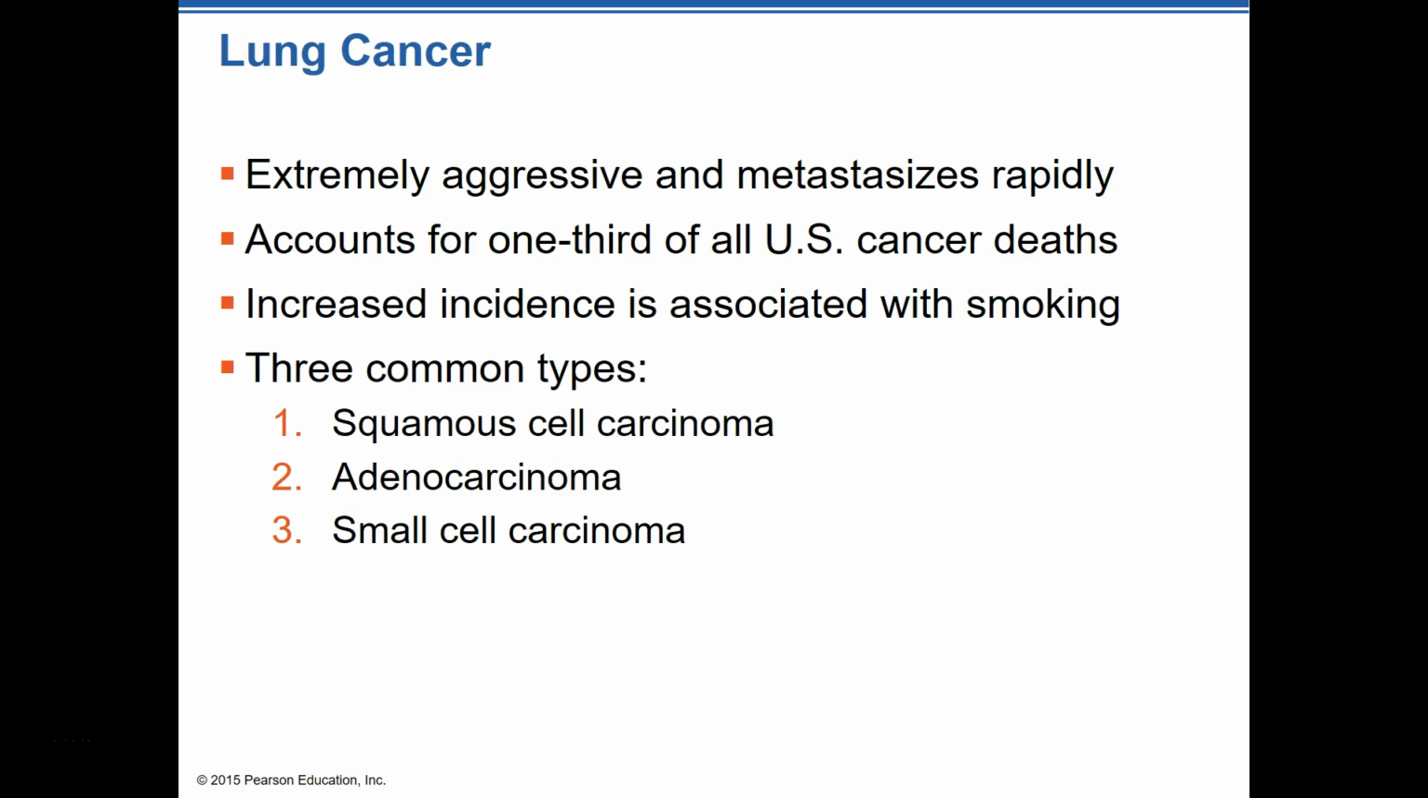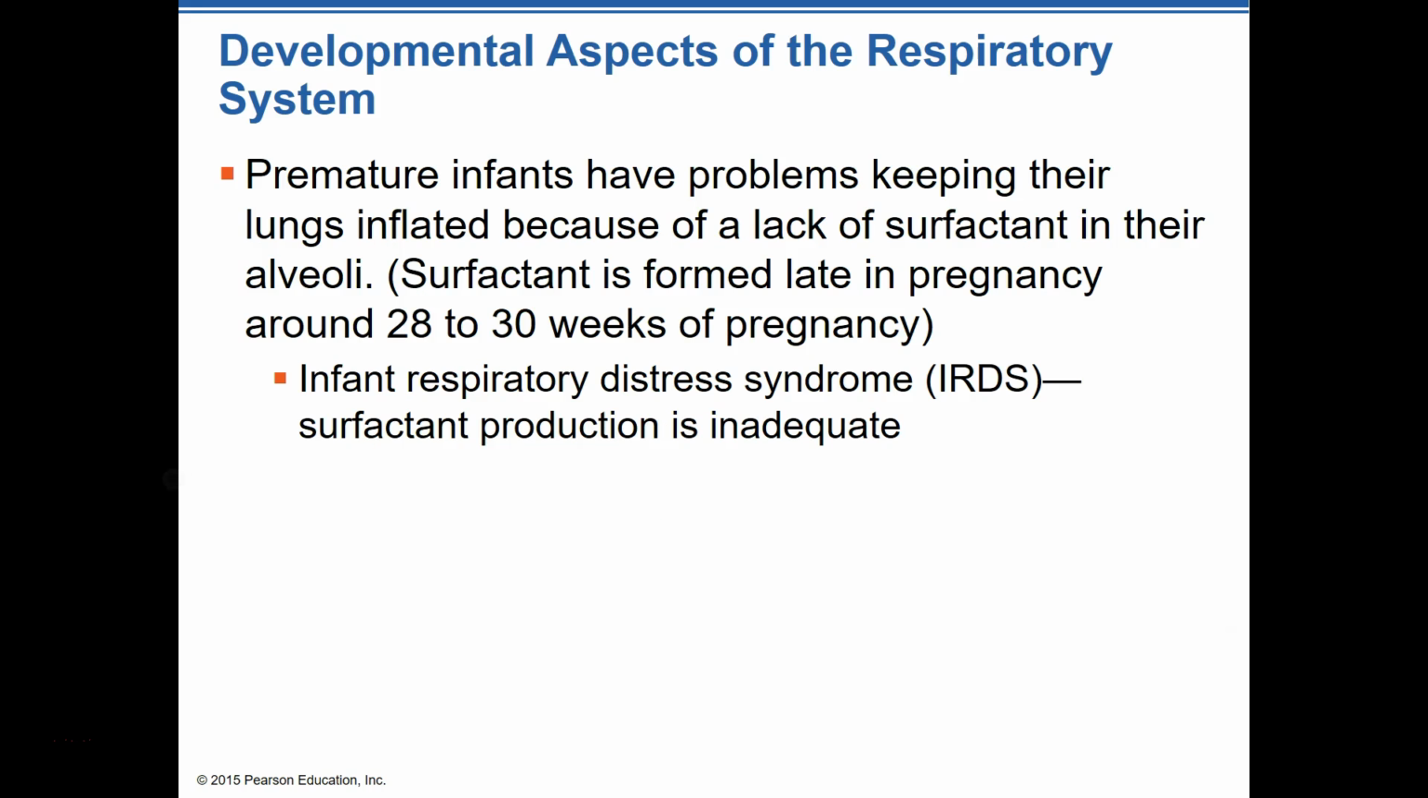Lung cancer is very aggressive and metastasizes rapidly. It's one of the most aggressive cancers out there. About one third of all U.S. cancer deaths are lung cancer deaths. There's a much increased incidence associated with smoking. And then there are three common types of lung cancer, which we don't really need to get into specifically, but just know there are three different types.